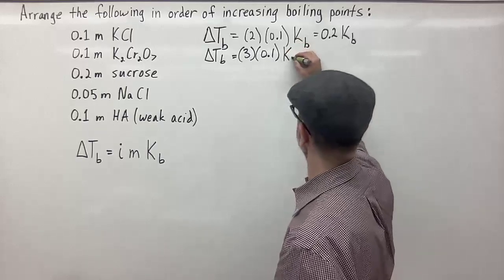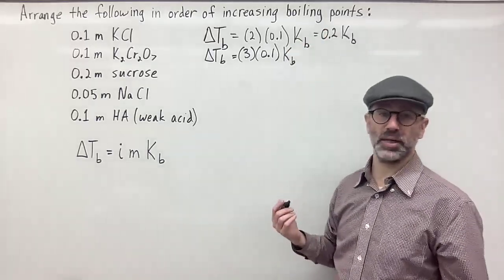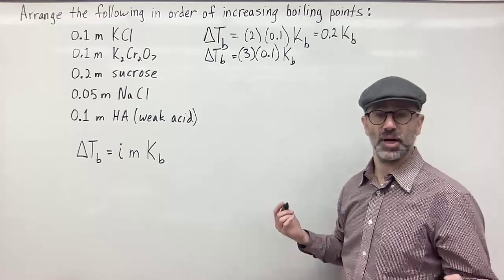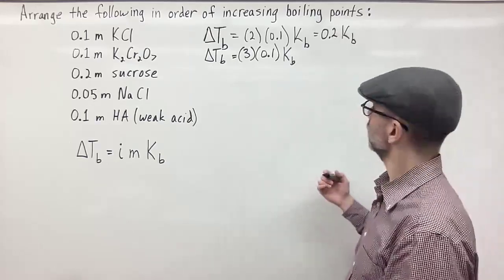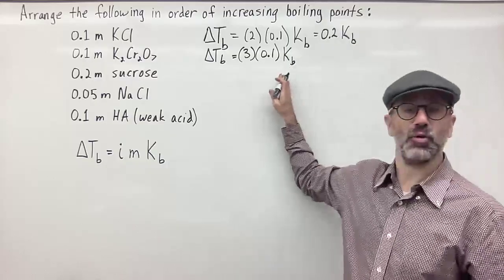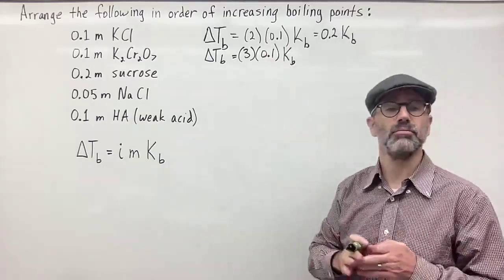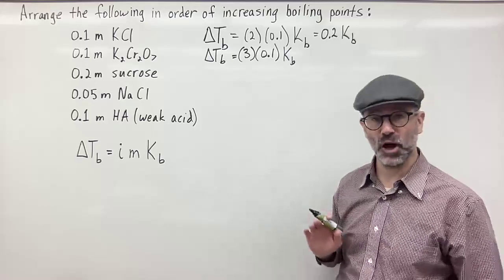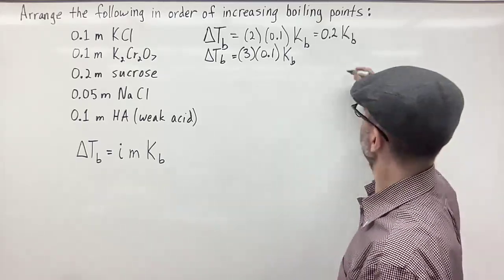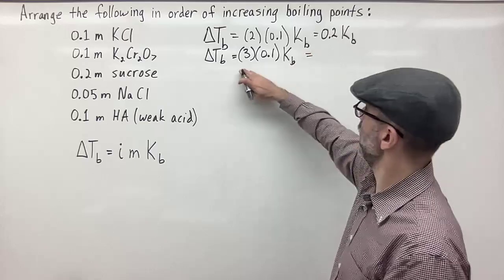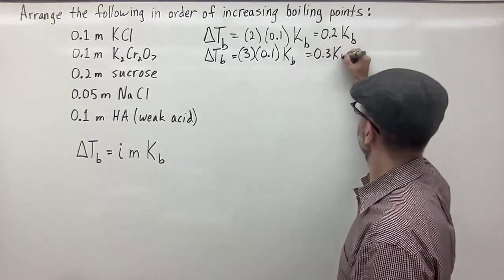multiplied by Kb. Kb is the same for all the substances because we're assuming the solvent is the same, water. And even if the solvent wasn't water, as long as the solvent is the same, Kb is going to be the same for all of them. So it doesn't matter what the solvent is here, but we're going to assume it's water. So if I multiply this, I'm going to get 0.3 Kb.